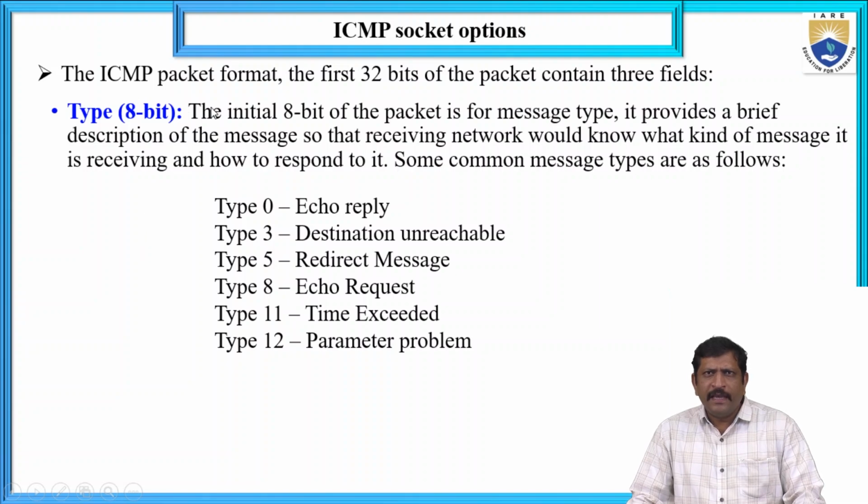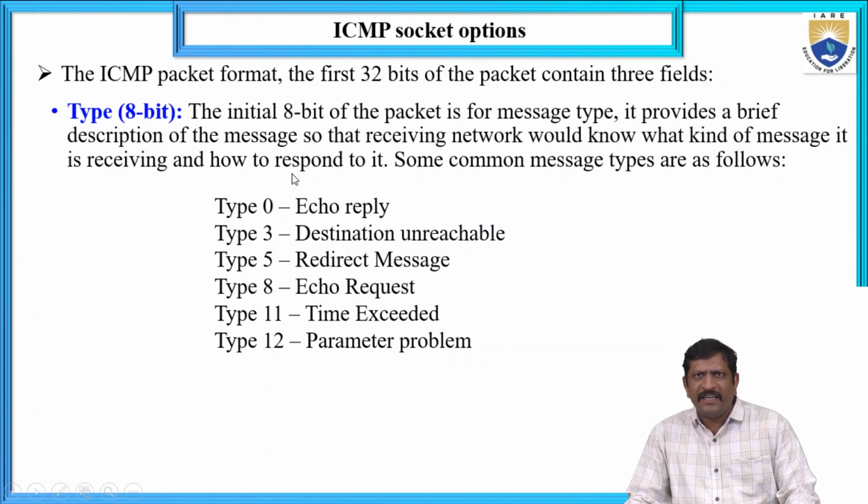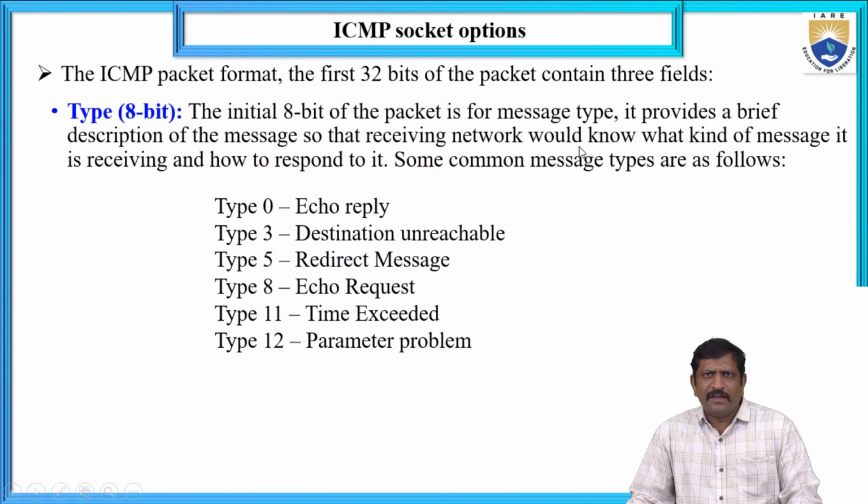In the ICMP packet format, the first 32 bits of the packet contain three fields, the first being the type, 8 bits. The initial 8 bits are for the message type, which describes which type of message we are transmitting from the source to the destination, so that the receiving network knows what kind of message it is receiving and how to respond to it. Common message types utilized are type 0, echo reply, type 3, destination unreachable, and type 5 message.